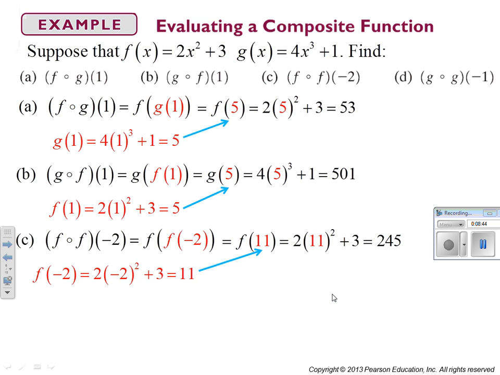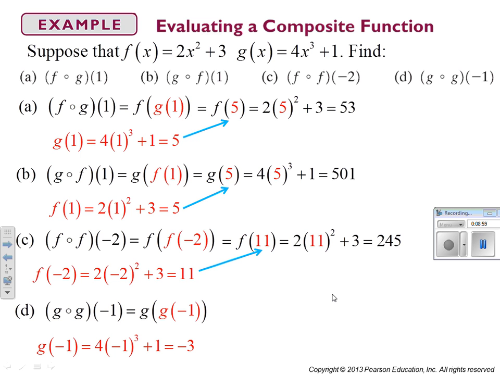So when I put -1 into my g function, we get -1 to the 3rd power, which is -1, times 4 is -4, plus 1 is -3. So I take that -3 and I put it back into my g function. So I get -3 to the 3rd power is -27, times 4 is -108, and then plus 1 is -107.